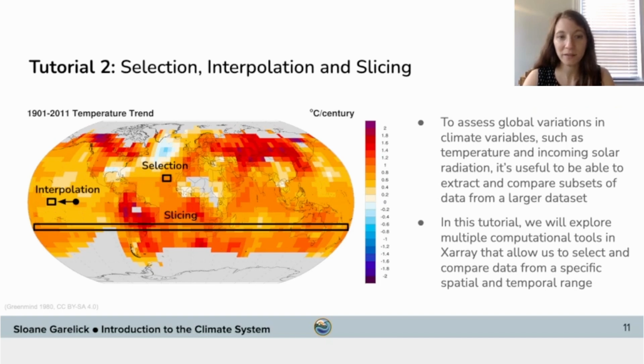To assess global variations in climate variables, such as temperature and incoming solar radiation, it's useful to be able to extract and compare spatial and temporal subsets of data from a larger data set. For example, comparing global temperature data from 100 years ago to global temperature data from today can help to assess anthropogenic impacts on Earth's climate. In this tutorial, we'll explore multiple computational tools in Xarray that allow us to select and compare data from a specific spatial and temporal range.